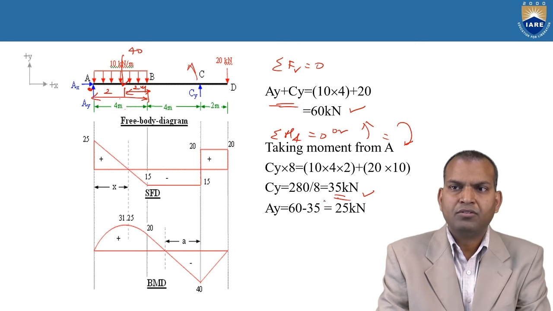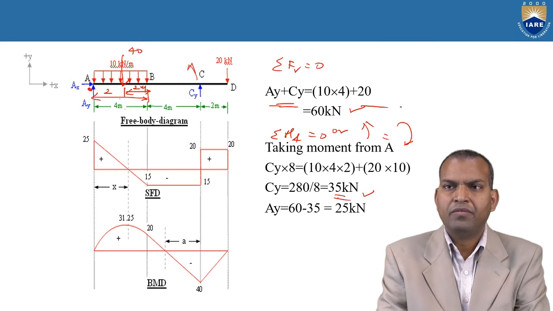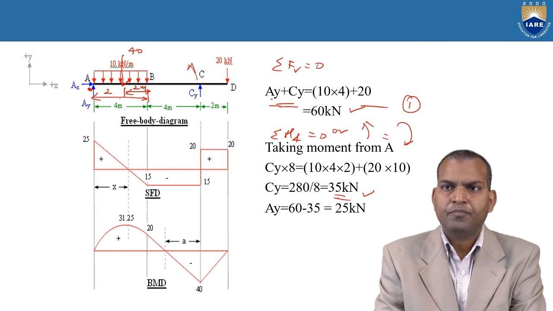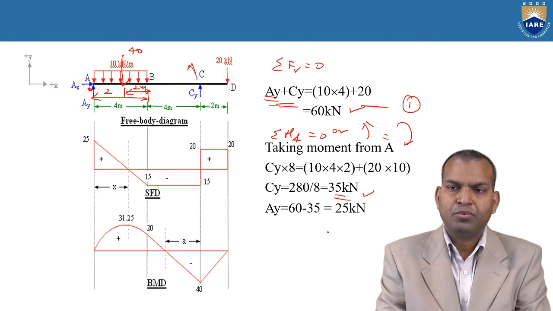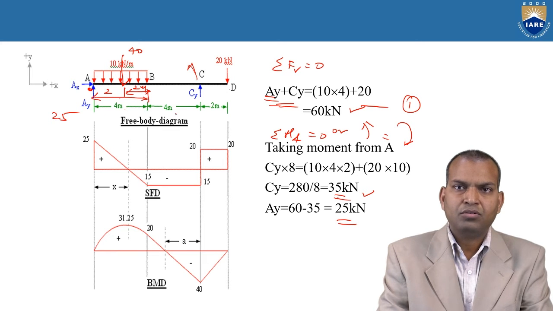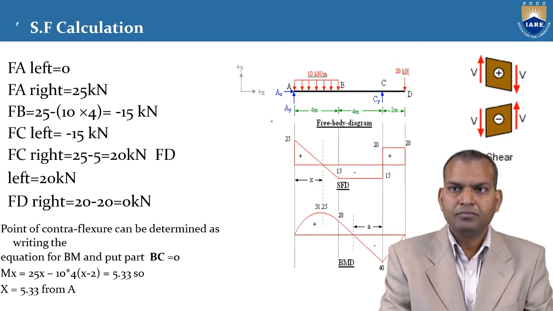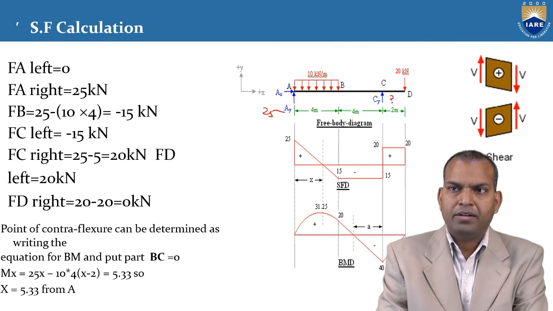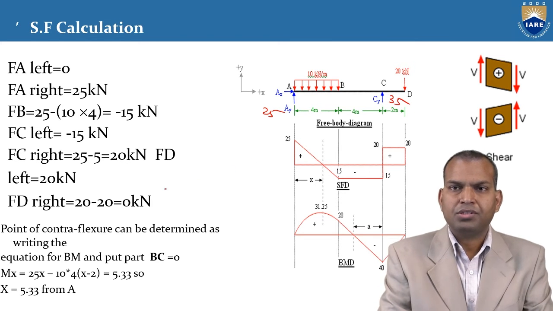Now from CY equal to 35, substituting the CY value in equation 1, we get the AY value, the support reaction, that is AY is 25 kilonewtons. So AY equals 25 and CY equals 35 kilonewtons.